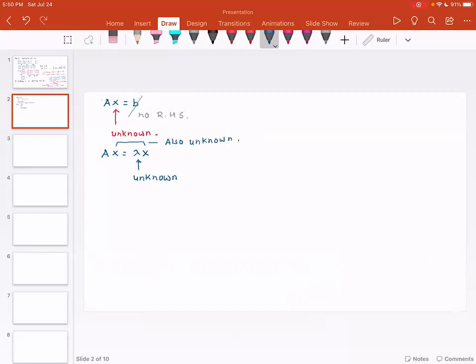Now, this problem, I want to solve somehow. I want to find X and lambda. Now, as we try to get into solving this problem, let's try to visualize what this problem is.